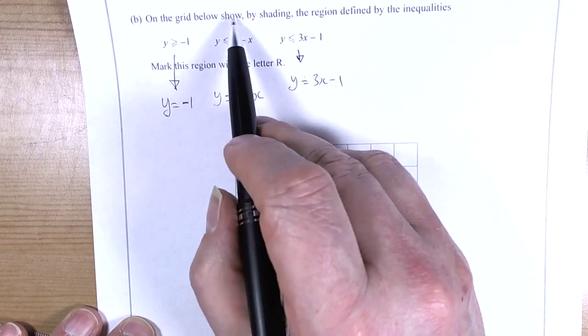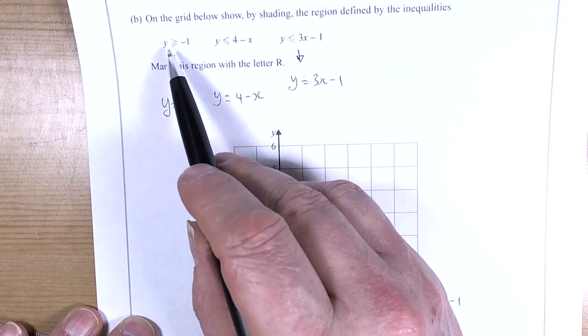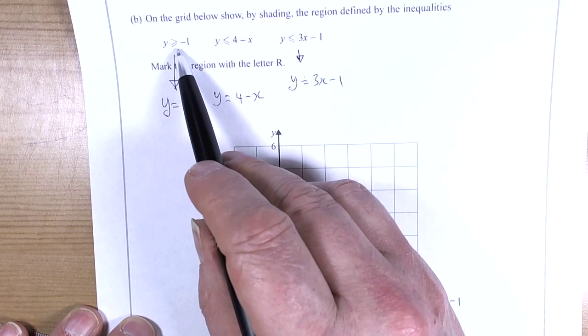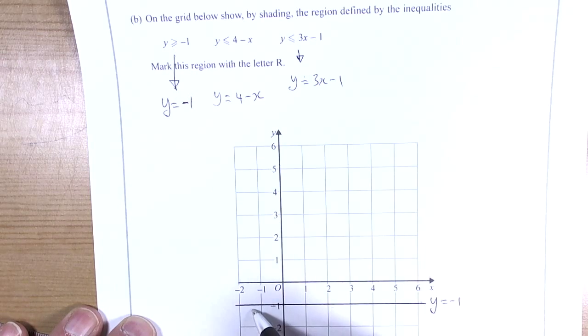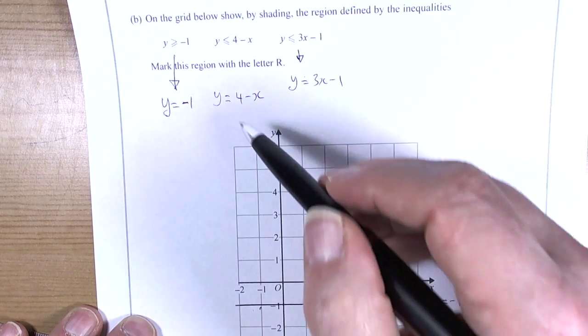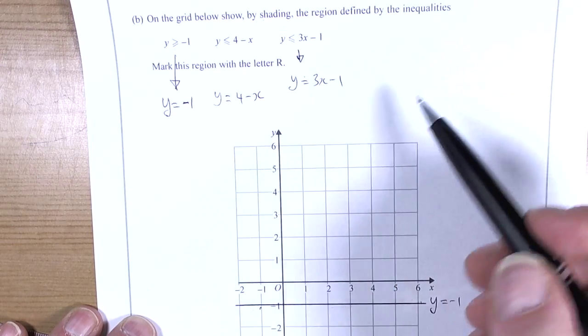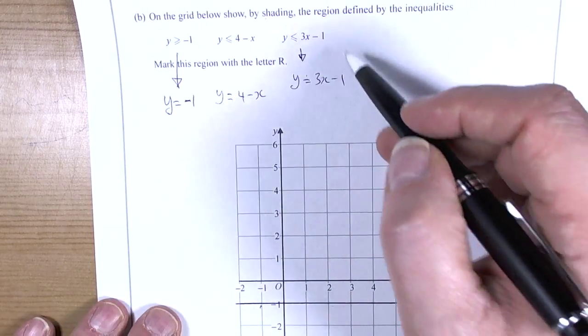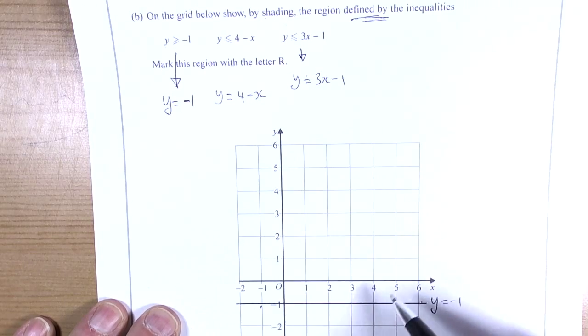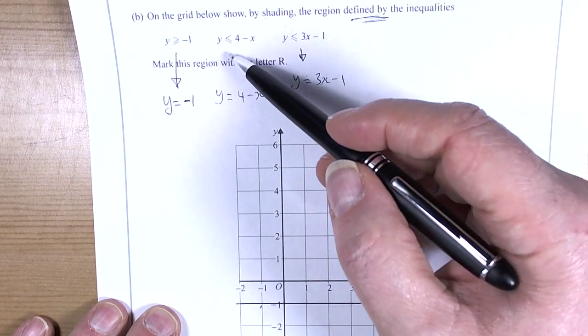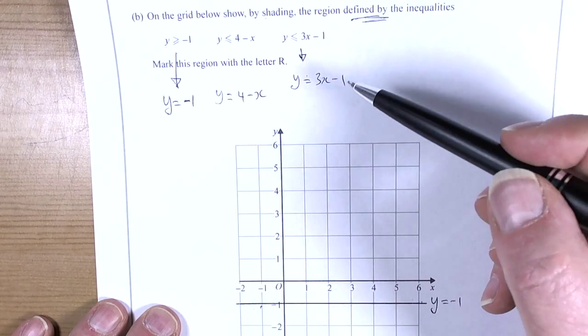Now it says by shading the region defined. So y is greater than or equal to -1. So I'm going to shade out anything below. No, I'm not, because they're saying by shading, we'll shade the region that they actually want, because it says the region defined by the inequalities. So let's do them all on the sheet, and then we'll see what goes on from there.